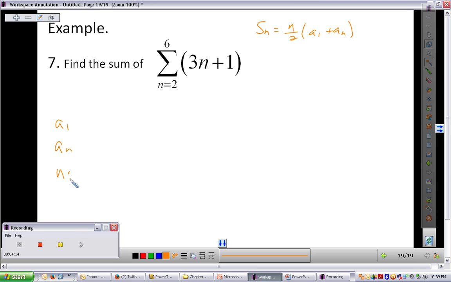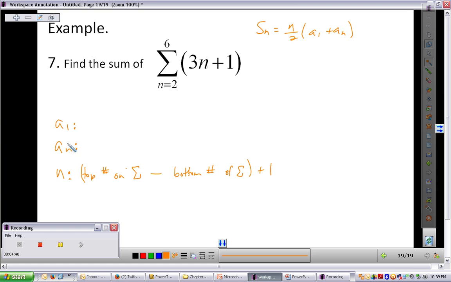So let's start with n. To find n, this is how you do it. You're going to take the top number on the sigma, subtract the bottom number on sigma, and then add 1 to it. So that's how you find n: top number minus the bottom number, add 1.